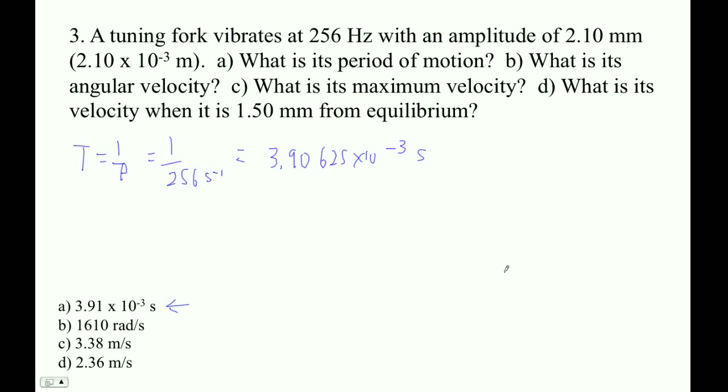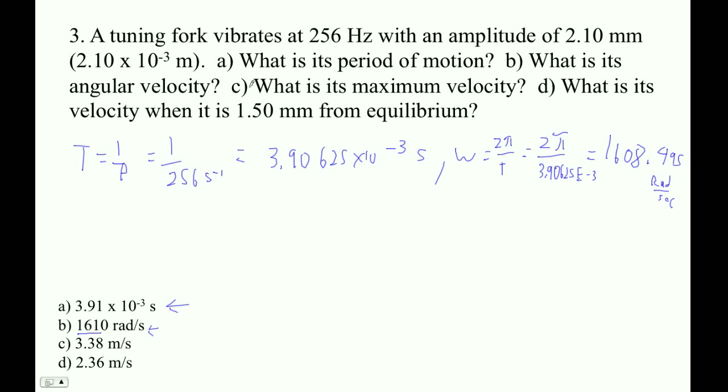Okay, what is its angular velocity? Well, omega is just 2 pi over T, right? So that's going to be 2 pi over that number there, 3.90625 e minus 3. So 2 times pi divided by the answer I just got. And I get, wow, that's a lot, 1608.495. That's radians per second. So that's that answer. I guess with 3 sig figs, you'd round it to 1610.